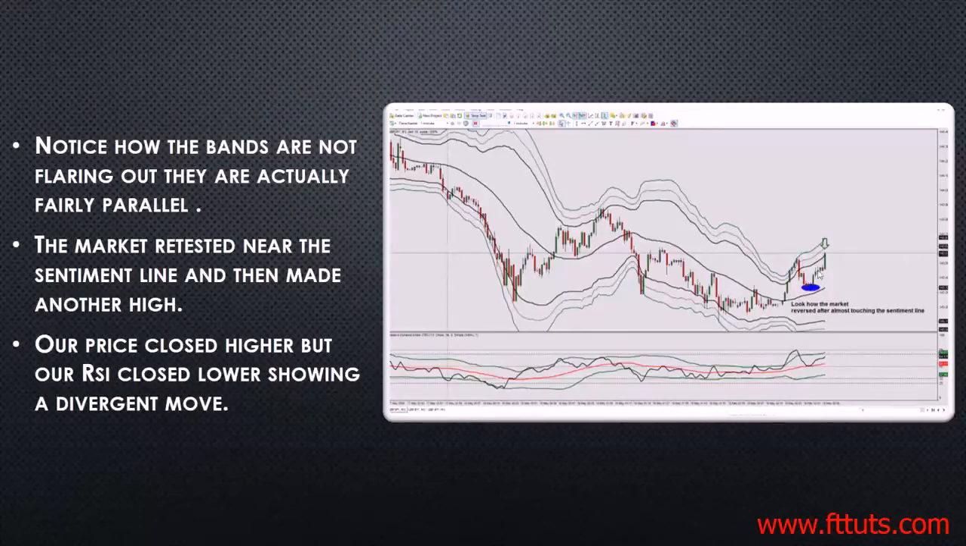Notice how the bands right here are not flaring out. They're actually fairly parallel. The market retested near the sentiment line right here and then made another high. Our price closed higher, but our RSI closed lower right here, showing a divergent move.